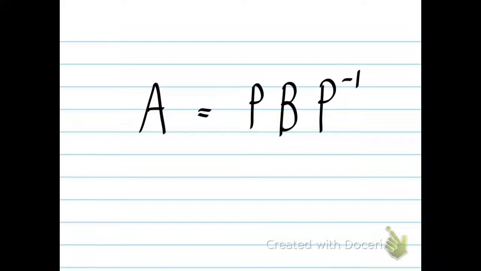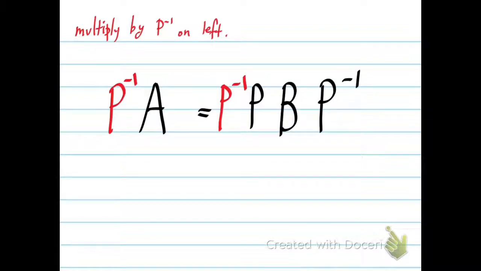Alright, so what are you going to do? Well, you have to remember that matrix multiplication is non-commutative in general, and so whether something happens on the left or the right, it matters. If I'm trying to get B isolated, I could multiply by P inverse on the left of both sides of the equation. Now notice that P inverse times P just gives me the identity matrix, and the identity matrix times B is just B.